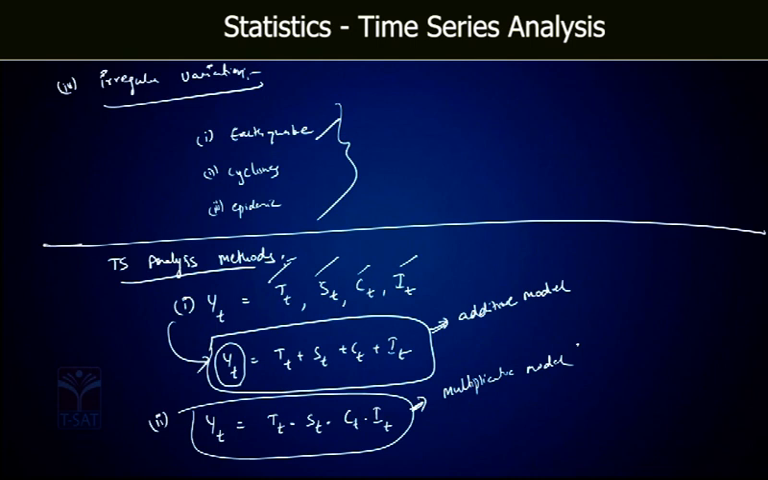Now when we write it in mathematical form, YT is equal to the addition of all the variations, that is the additive model. In the same way, when you multiply all the values, it becomes the multiplicative model. So these are the two models for the time series data. One is the additive model and one is the multiplicative model. In the additive model, all act independently. In the multiplicative model, all act in a proportional way.